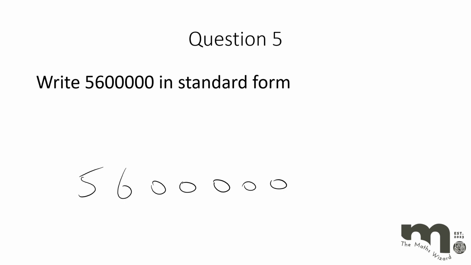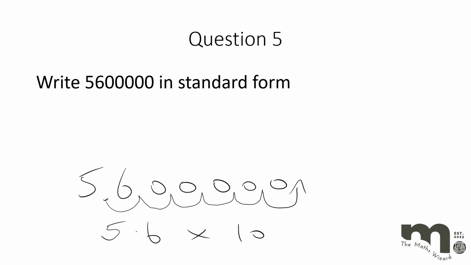So remember, the first part of your standard form number has got to be less than 10. So we're going to write 5.6. And then to work out our power, we've got to work out how many times we've got to move the decimal point. So for 5.6, it would be there. We're going once, twice, 3 times, 4 times, 5 times, 6 times. So we've got a power of 6 just there. You can also just count the number of digits after the 5 there. That will also tell you your power. So we've got 5.6 times 10 to the power 6 for this one.